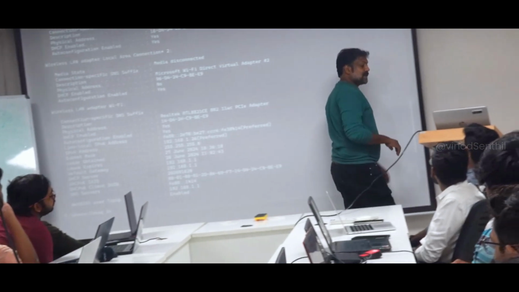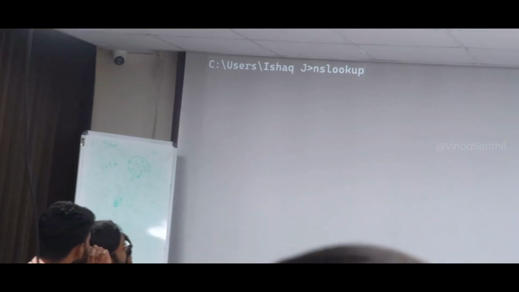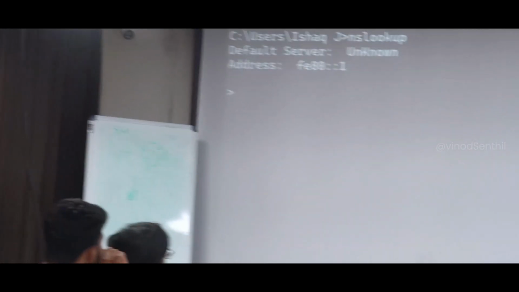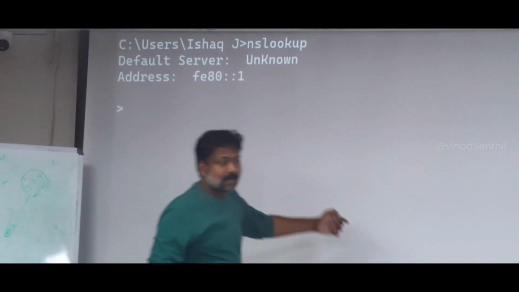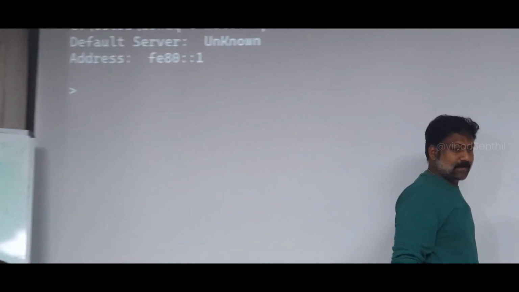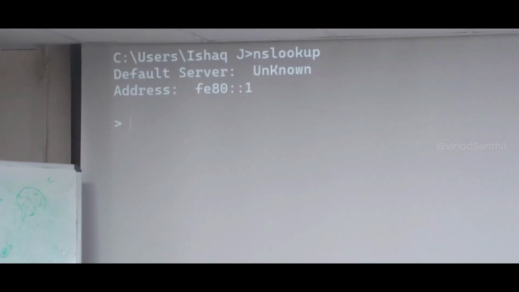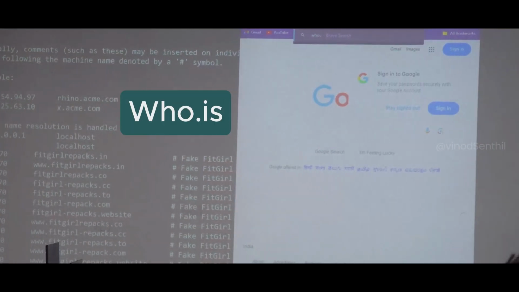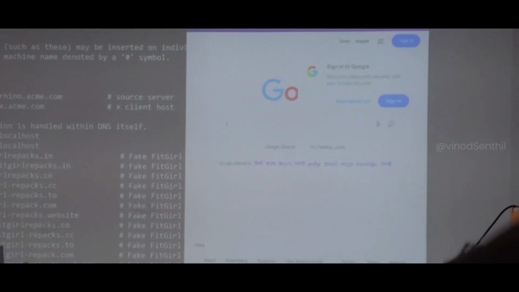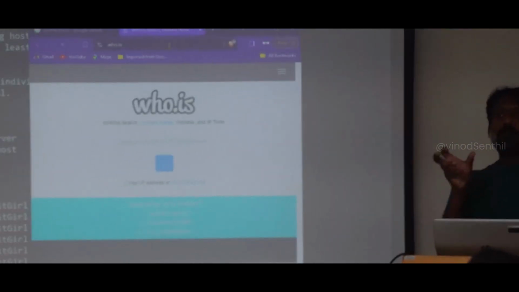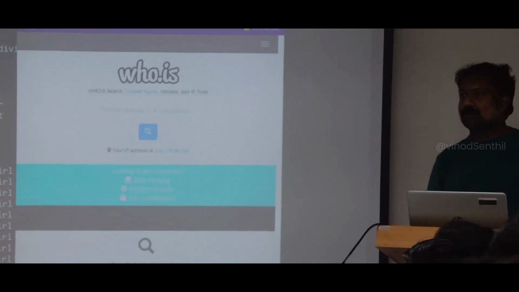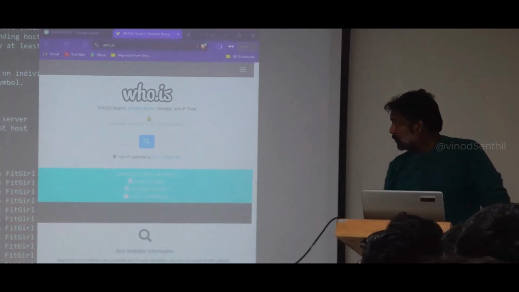So I am going to do the same thing. Look at this. I am saying nslookup, enter. What is this? This is the same IP that we saw. It is showing in IPv6 format, but we are talking about the same IP address. Am I clear? I am saying who.is. This is a website, who.is, to see what DNS server a domain name has. You understand?